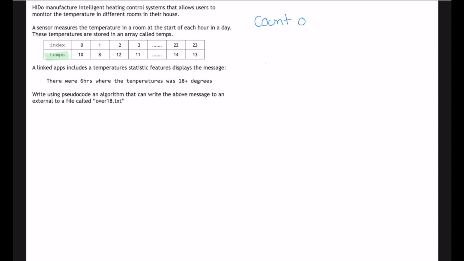So the algorithm that we are going to be implementing is a count occurrence. With count occurrence, there are always the same steps that we need to perform. The first thing we need to specify is the number of times our condition has been met. So what we're looking for is the temperature to be greater than or equal to 18. Before we can start going through the array and looking at each individual value, we can assume that the number of times that temp has been above 18 is equal to 0.